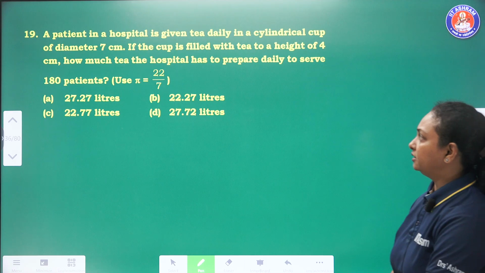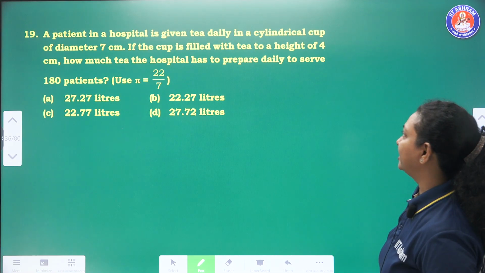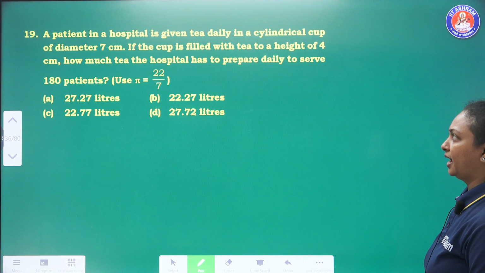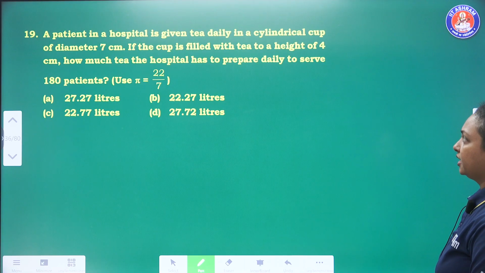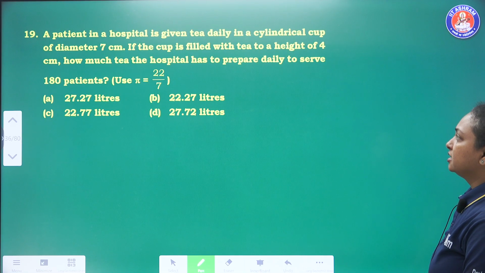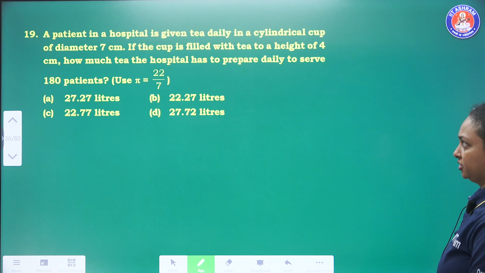A patient in a hospital is given tea daily in a cylindrical cup of diameter 7 centimeter. If the cup is filled with the tea to a height of 4 centimeter, how much tea does the hospital have to prepare daily to serve 180 patients?